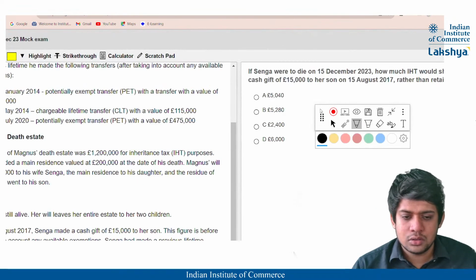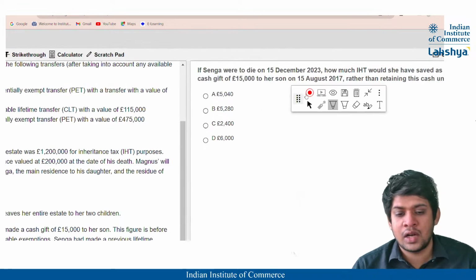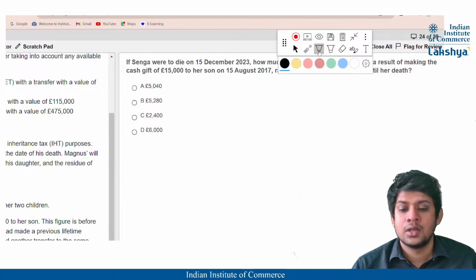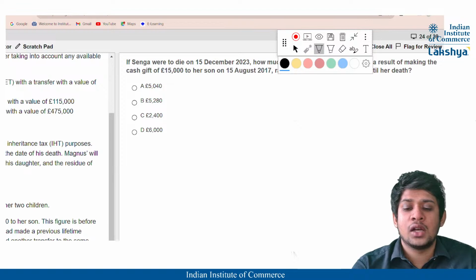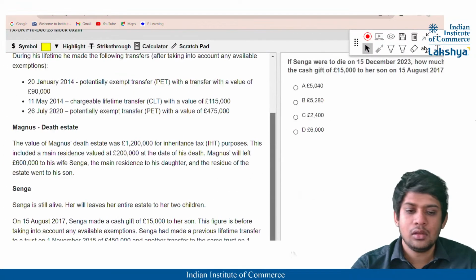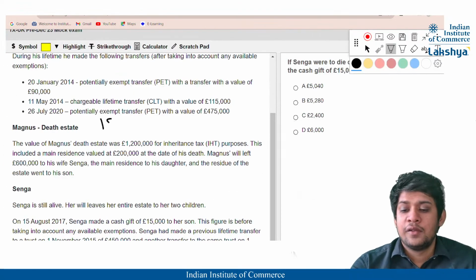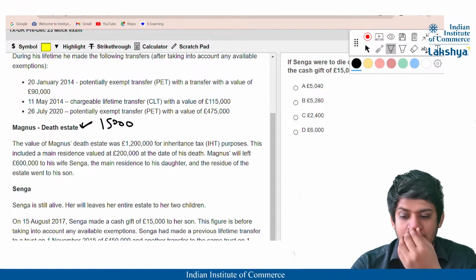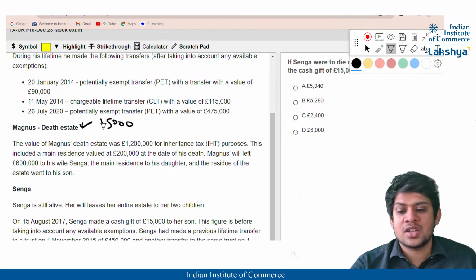What is the value? They said a 15,000 cash gift, right? So we don't need to look at the scenario. We can just directly do it here, because in the scenario, I think it is not mentioned any which way. So 15,000. Yes, guys, 15,000 if she had transferred it during her lifetime. Senga would have transferred a cash gift of 15,000 to her son during her lifetime.